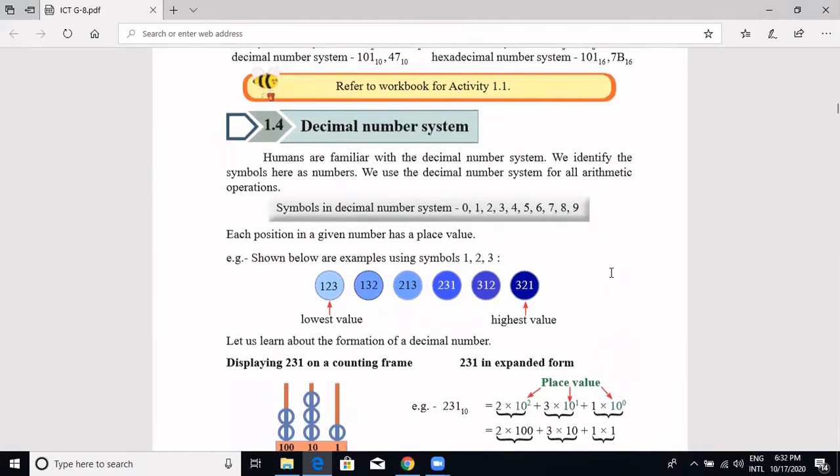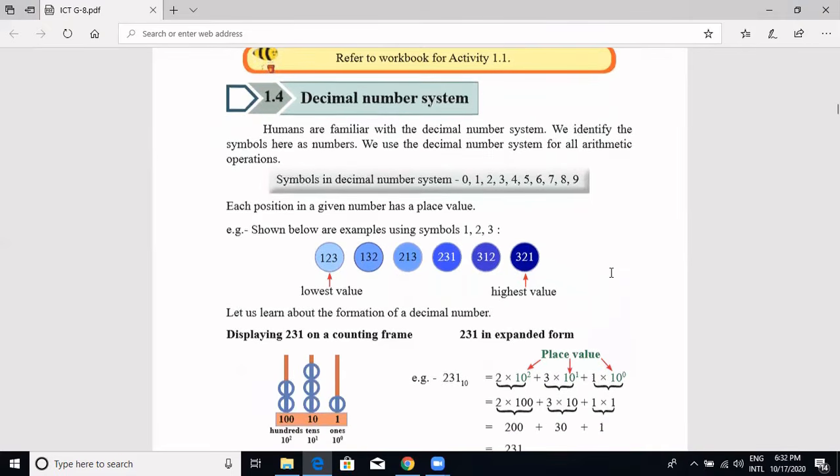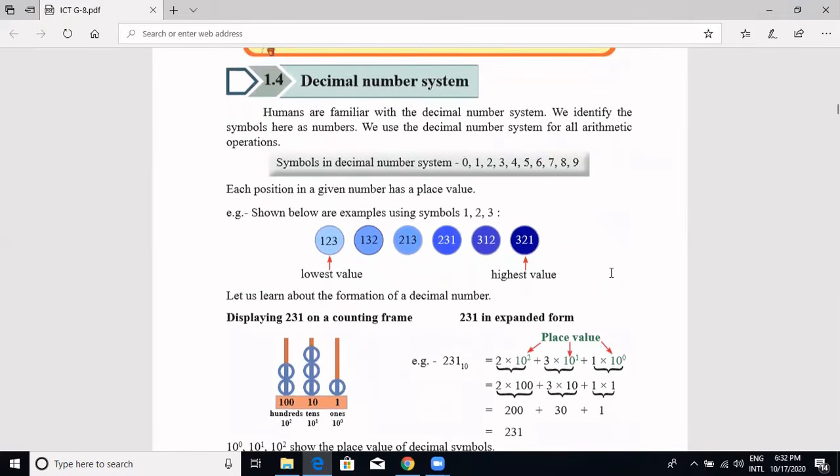So the decimal number system is what humans are most familiar with, right? You can see the symbols from 0 to 9 there. They have given a nice example with the symbols 1, 2, 3. You can prepare different numbers, right? 123 is the lowest value you can create with those three symbols and 321 is the highest value you can form with those symbols. Hope it's very clear, right?